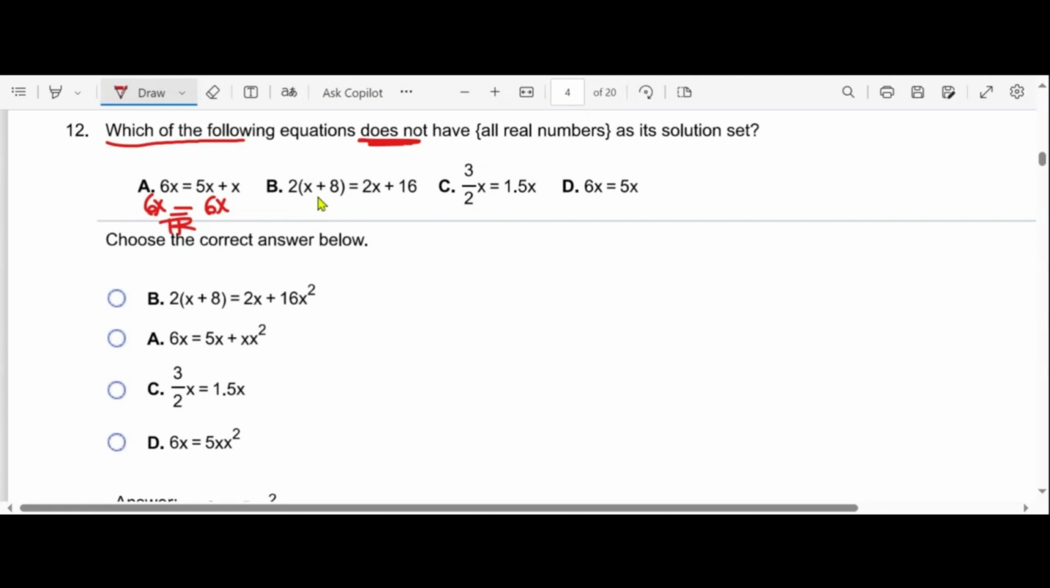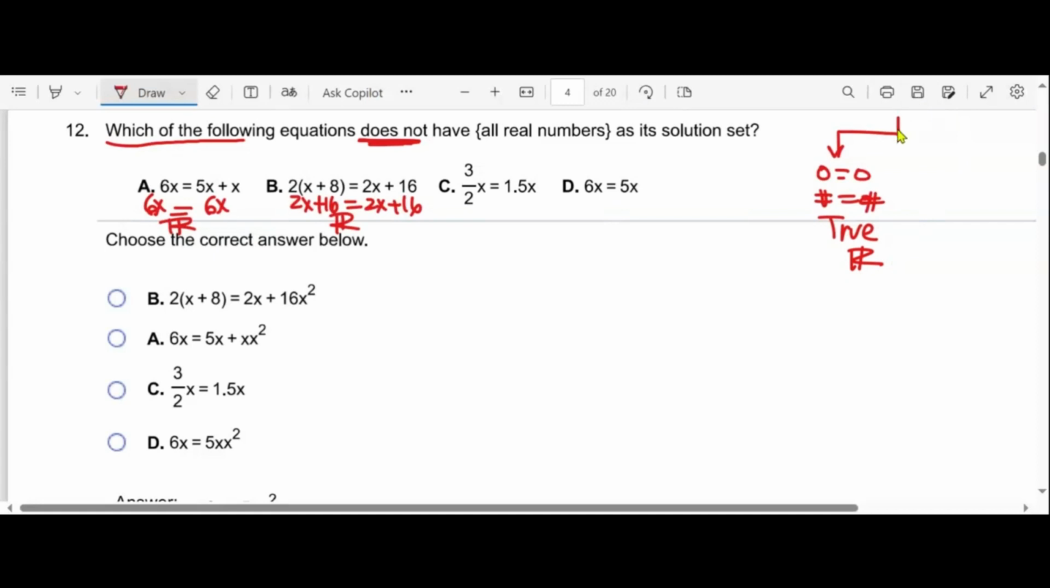Now what about this one? 2 times x plus 16 equal what? 2x plus 16. The left side equal to the right side. So all real numbers. Remember, we have 3 cases, right? If 0 equals 0 or a number equals a number and it's true, then it means all real numbers. So here this is true, right?